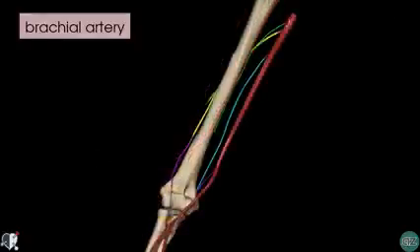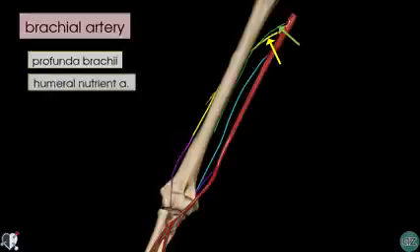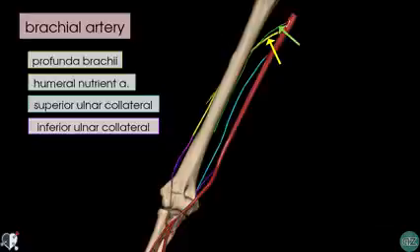The brachial artery runs a superficial course just below the deep fascia, and it gives off 4 branches. You've got the profunda brachii artery, which is highlighted in yellow. This is the deep artery of the arm. You've got the nutrient artery to the humerus, and you can see this in green. And then you've got the superior and inferior ulnar collateral arteries.